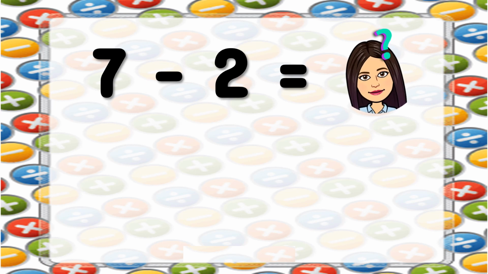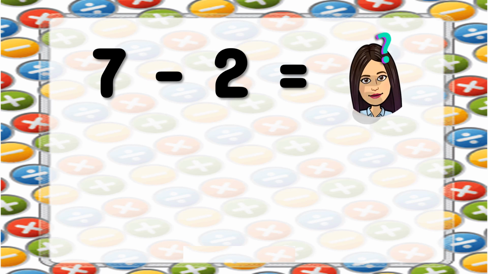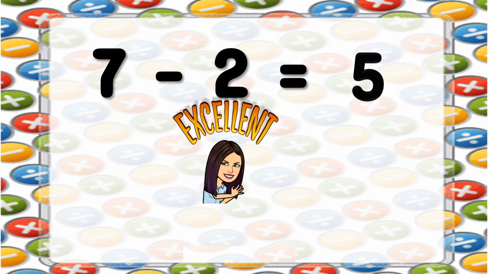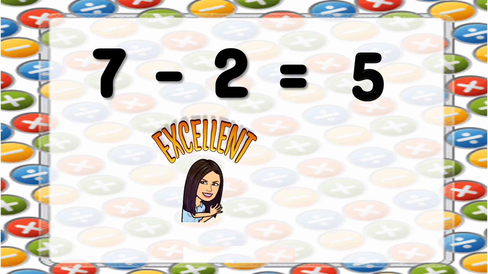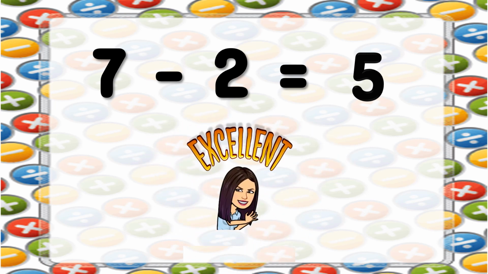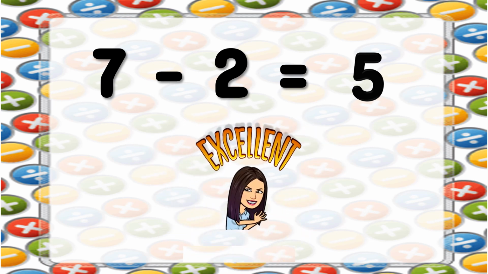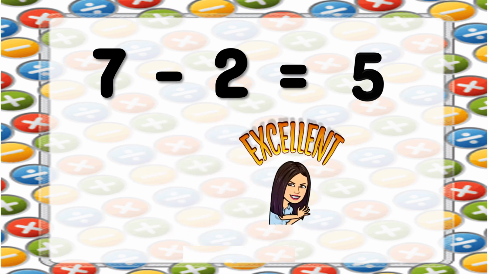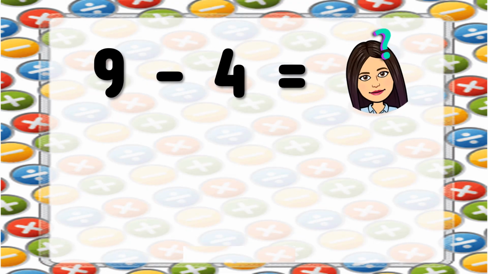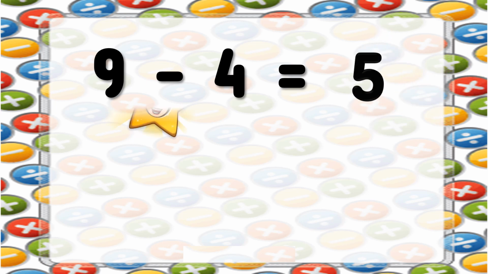Let's check your answer. 7 minus 2 is equal to 5. Okay, 9 minus 4 is equal to 5.